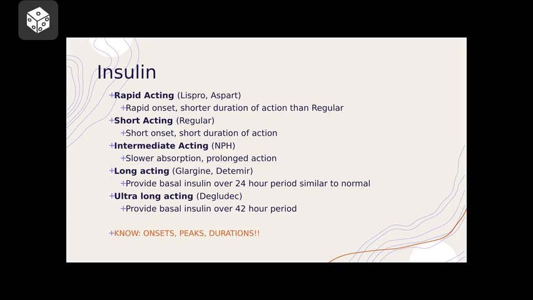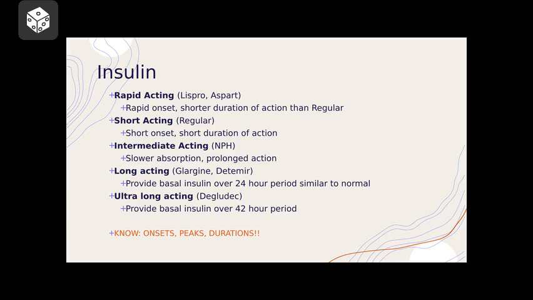Next, we've got our intermediate acting or NPH, and this has got a slower absorption and a longer duration of action. Next, we've got the long acting, the Glargine or the Detemir. So these long acting insulins provide insulin over a 24-hour period, and they act a little bit more like normal insulin release, kind of preventing those peaks and valleys, with a more smooth release throughout the day. Last one we have is the ultra long acting or Degludec. This is kind of nice because it provides insulin release over about 2 days, so the patient doesn't have to take as many injections, which makes them a little bit more compliant with the medication.